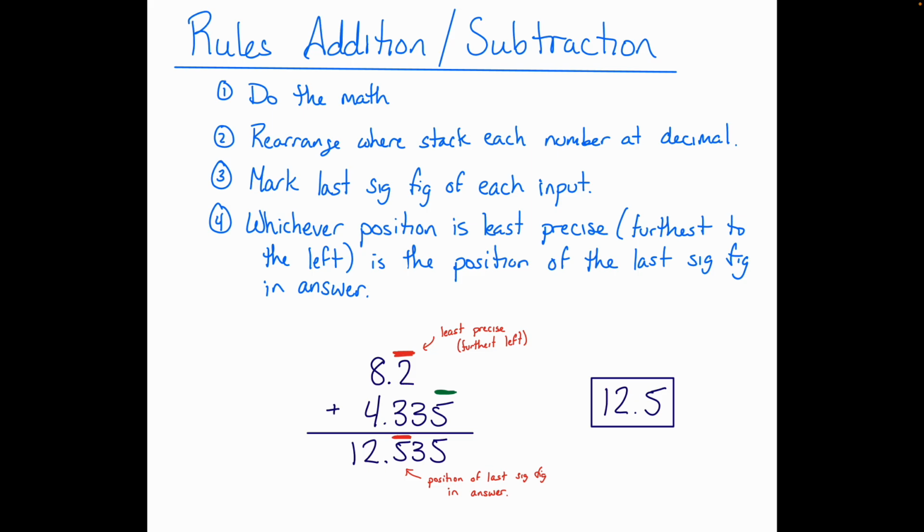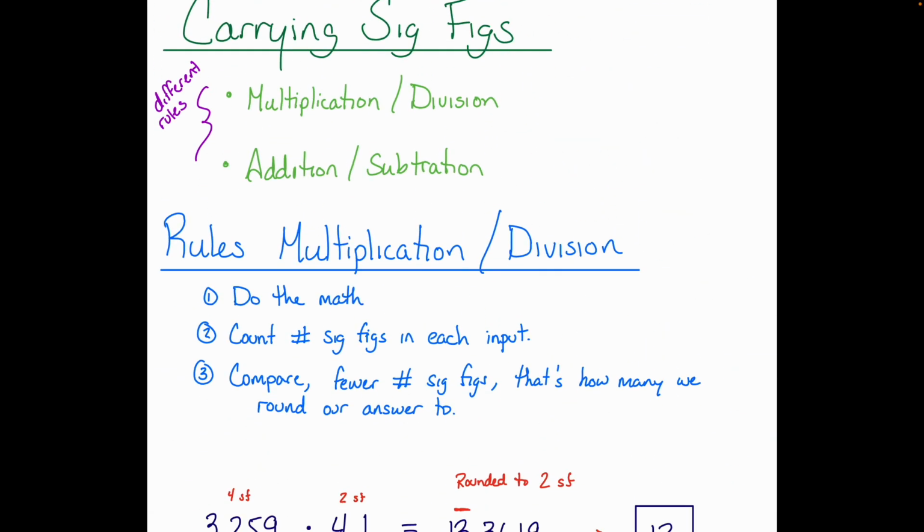All right? So we got 2 different sets of rules. If I'm going to boil these down to just one word that I'm going to keep in my mind to help me keep track of these 2 different rules, multiplication division is all about the count of how many sig figs we have, whereas addition subtraction is all about the position.